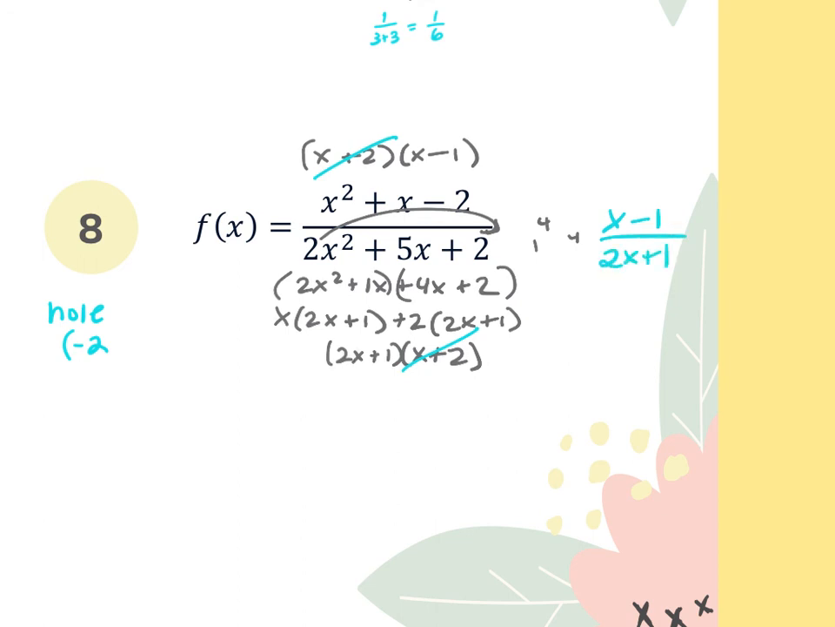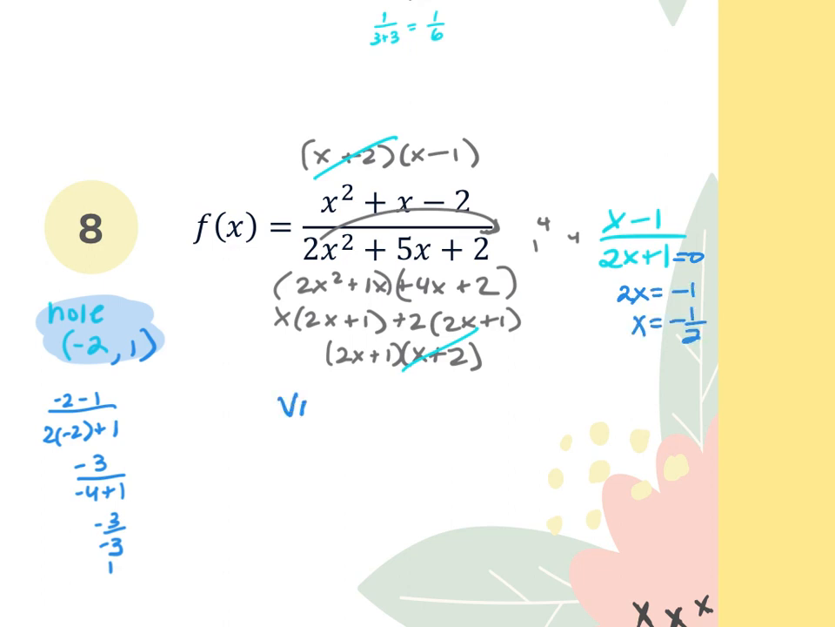To find that hole, I would do negative 2 minus 1 over 2 times negative 2 plus 1, negative 3 over negative 4 plus 1, negative 3 over negative 3, which is 1. Vertical asymptote, set my bottom equal to 0. 2x would equal negative 1, and x would equal negative 1/2. And horizontal asymptote, again, exponents are both 1. Leading coefficient in the top is 1, bottom is 2. So my horizontal asymptote is at 1/2.